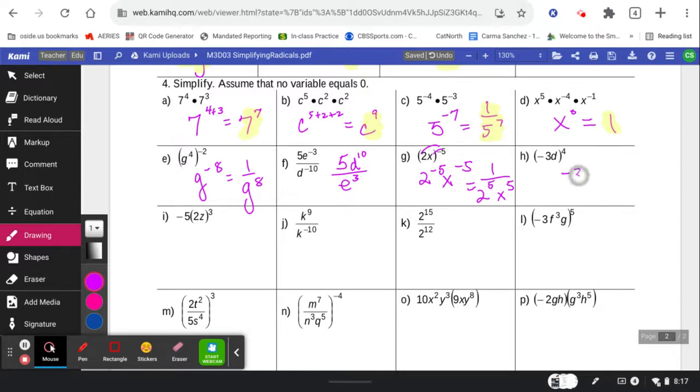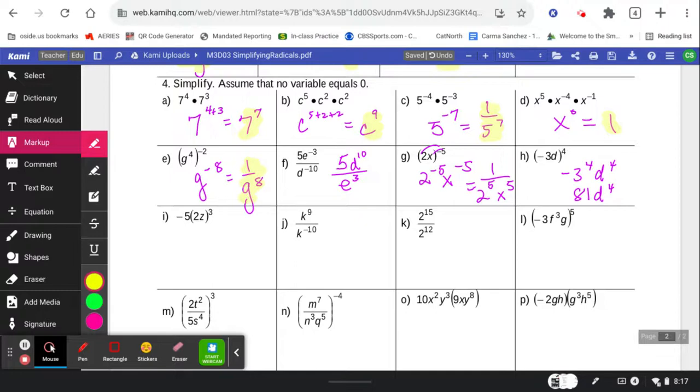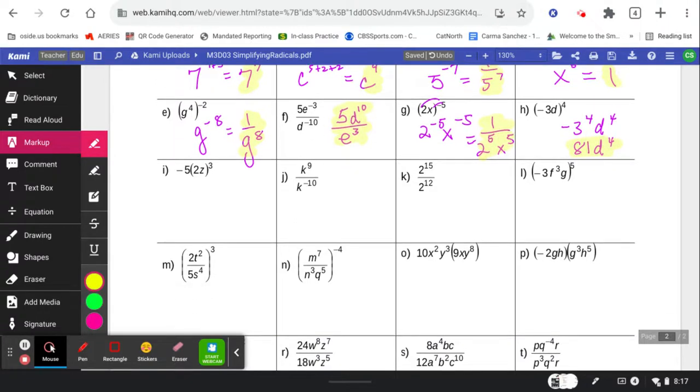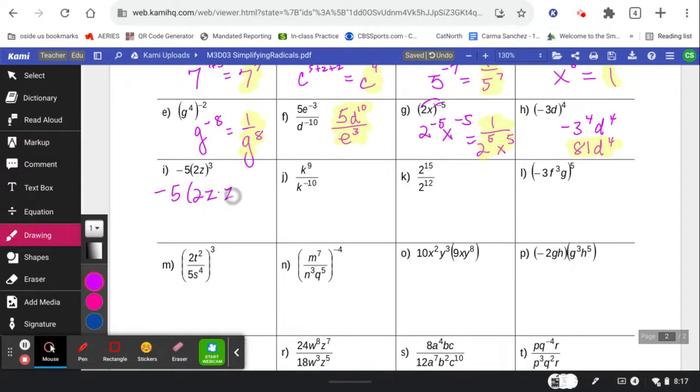Next one is negative 3 to the 4th power and d to the 4th power. So this becomes 81, d to the 4th. This one's got a negative 5 coefficient, but this needs to first be stretched out. Oh, I hate how 2's look like z's. 3 times first. So 2 times 2 times 2 is 8, z to the 3rd. And then that negative 5 is out front. So final answer is negative 40, z to the 3rd.